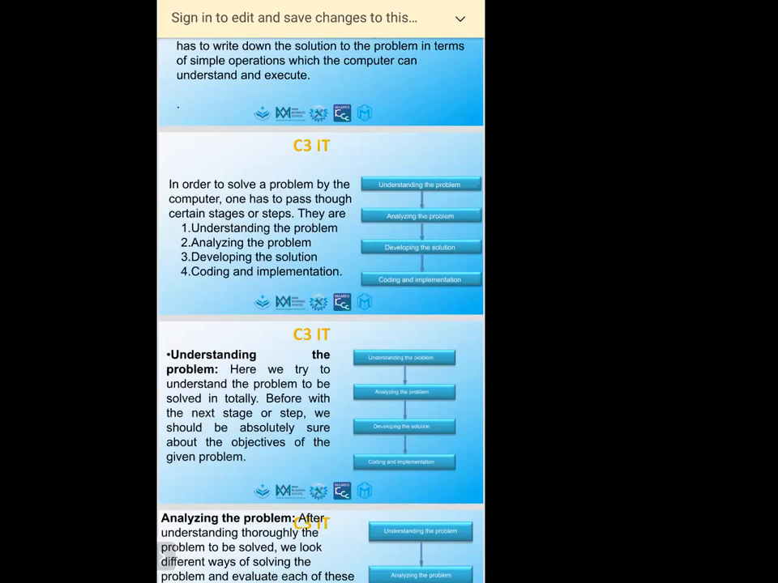Objective. What is the Divehi word for objective? Could anyone tell me the Divehi word for objective? Hello, students, could you tell me what the Divehi word for objective is?